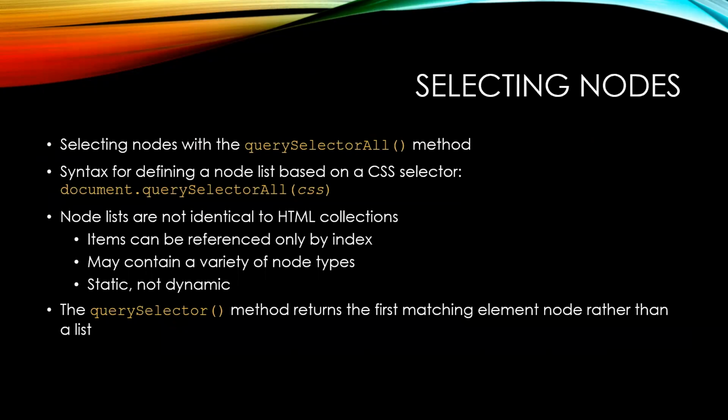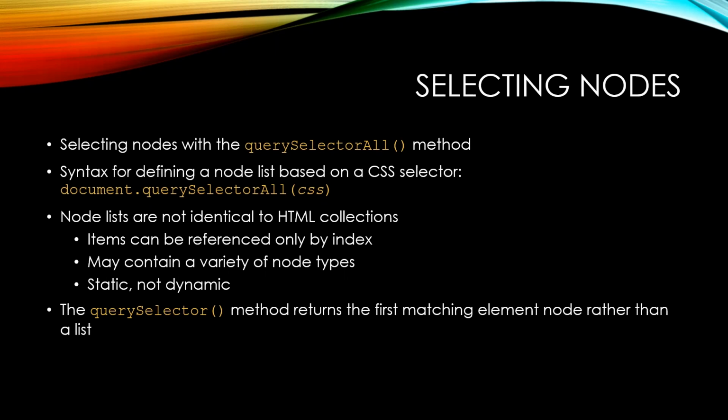We can select any of the nodes with a query selector all method, and how we do that is we say document dot query selector all. Here we put CSS, and that is going to define a node list based on a CSS selector. Your node lists are not going to be identical to your HTML collections. You can only reference your items by index, and in this case, they can reference all different types of nodes. This is static, it is not dynamic. So it is going to be once all of those nodes are loaded, and know that that's not going to change even if you add nodes after.